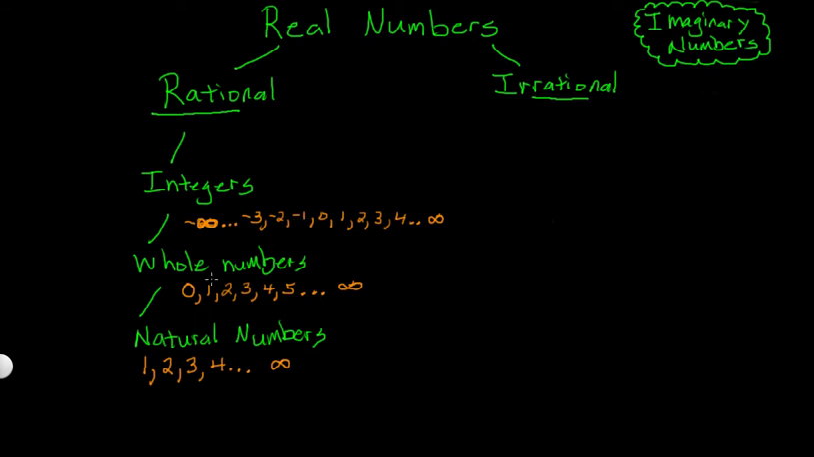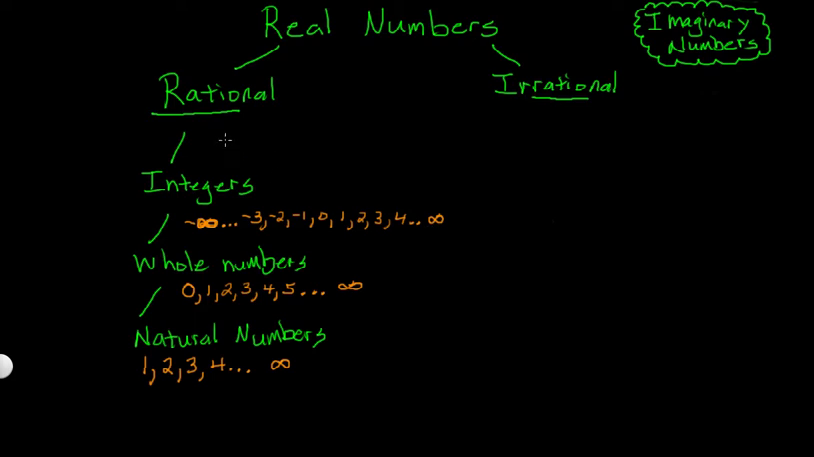Okay? So the smallest whole number is 0. The largest is infinity. The smallest natural number is 1. The largest is infinity. The smallest integer is negative infinity. It includes all the negative non-decimal numbers all the way to the positive non-decimal numbers and infinity. Those are the integers. And then finally, we have rational numbers.